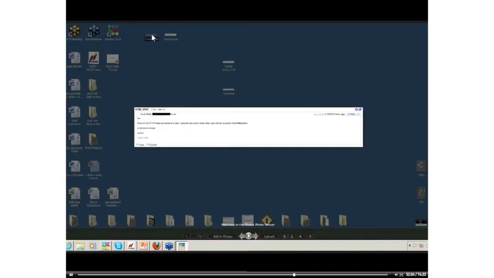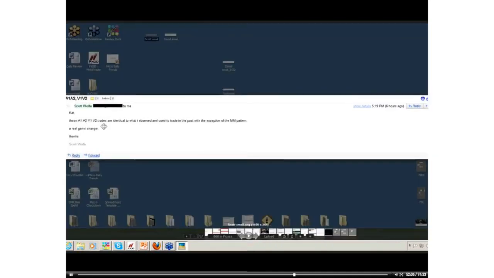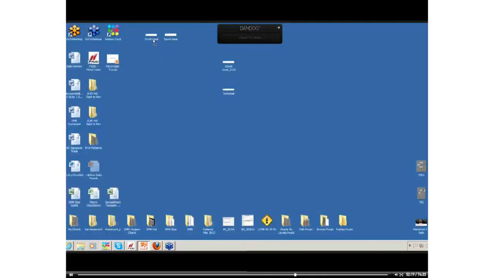All right. Here's another one. Those A1s, A2 trades are identical to what I've observed and used to trade in the past, with the exception of the market maker pattern. And that was a real game changer. We talked about this in the presentations when we were doing A's and B's. And it was a game changer for him. He's beginning to get it. He's beginning to see it. All right. So anyway, that's another David's email.